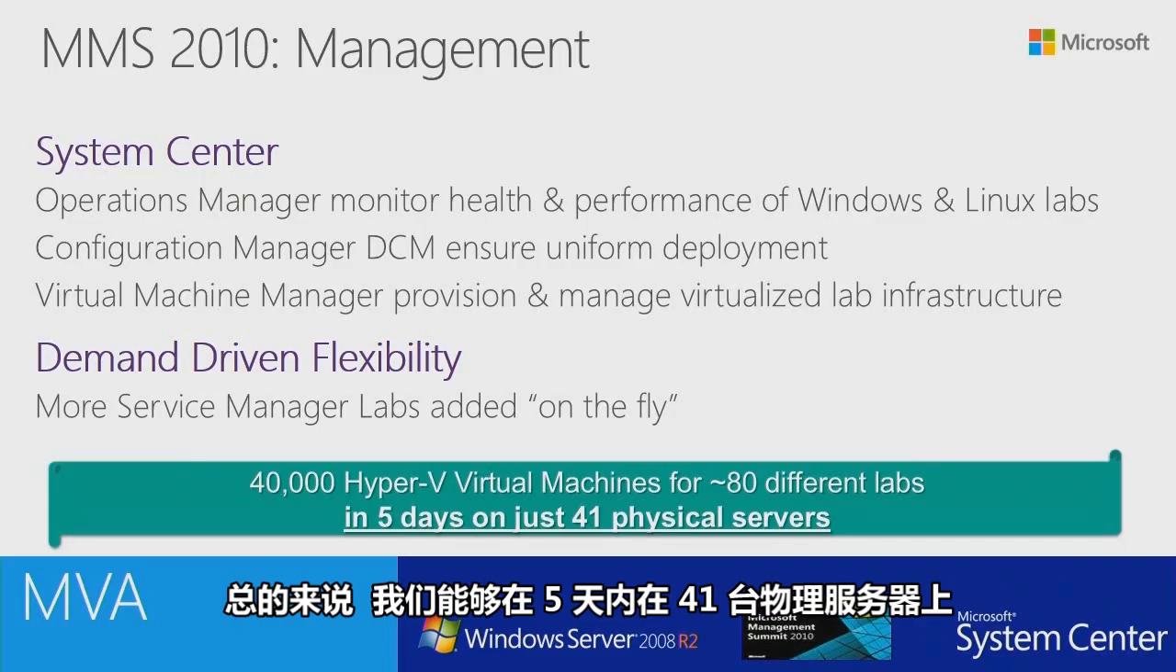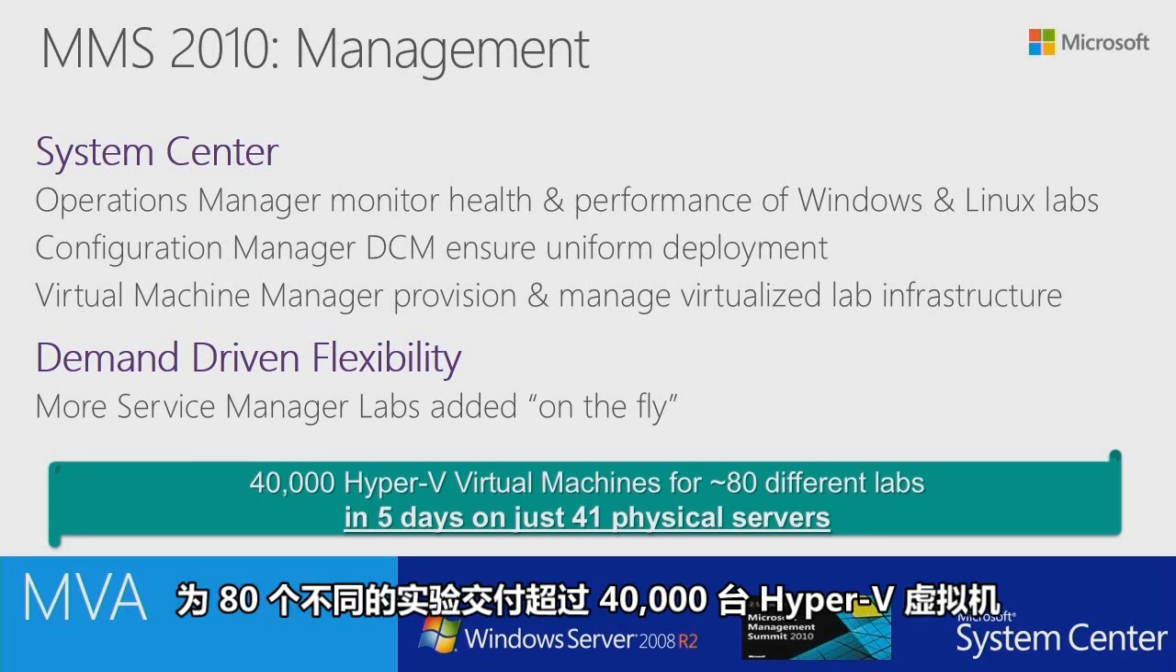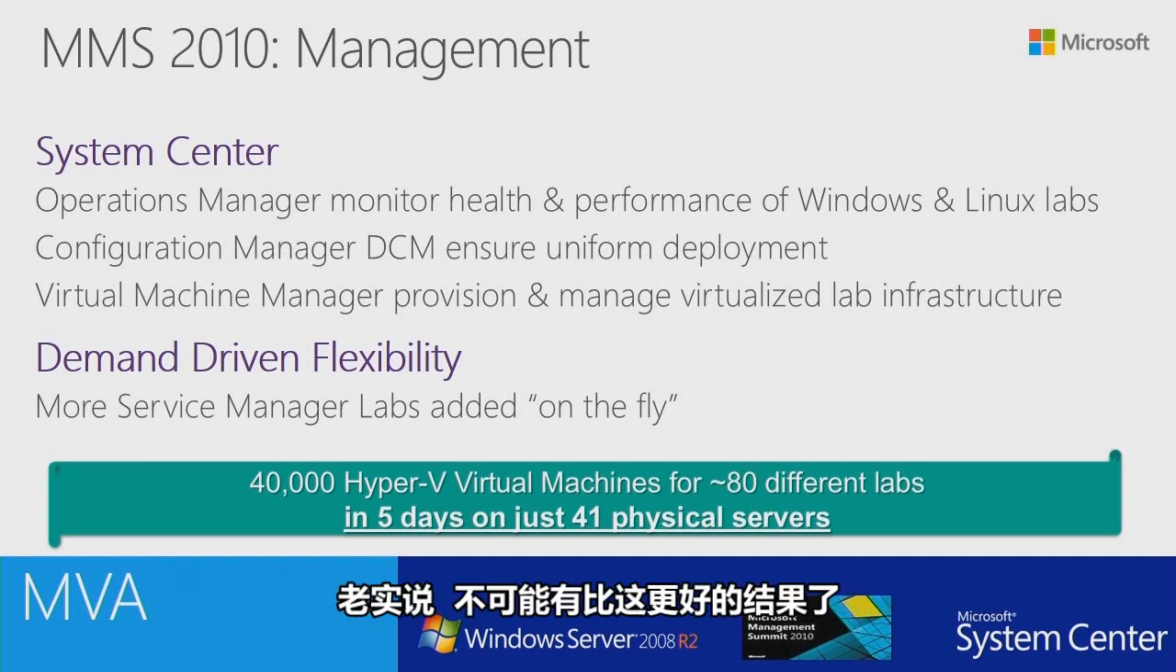Because this was all done with a virtualization infrastructure and private cloud, we were able to add more labs on the fly. And in total, we were able to deliver over 40,000 Hyper-V virtual machines for 80 different labs in 5 days on 41 physical servers. So honestly, it couldn't have gone any better than this.